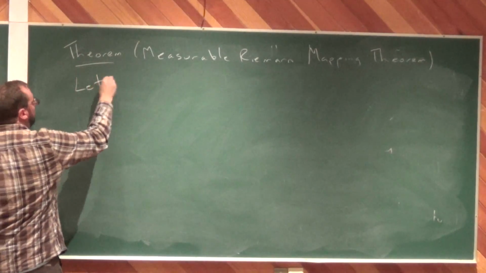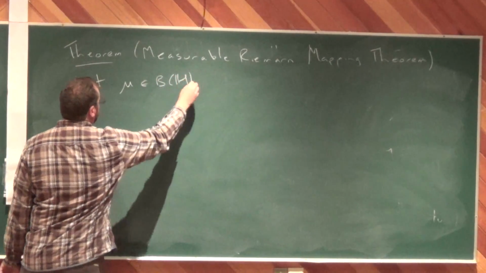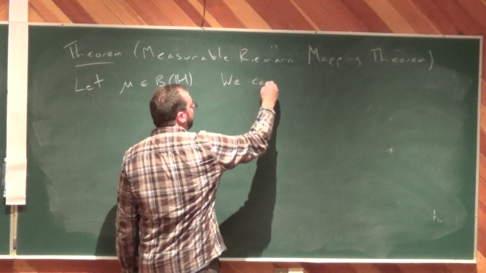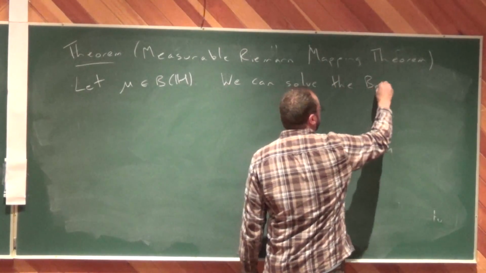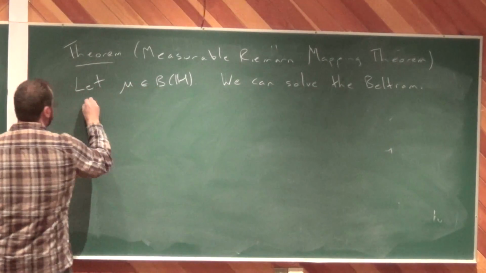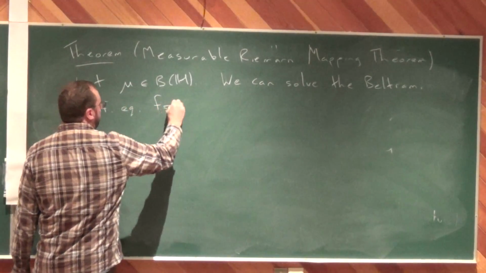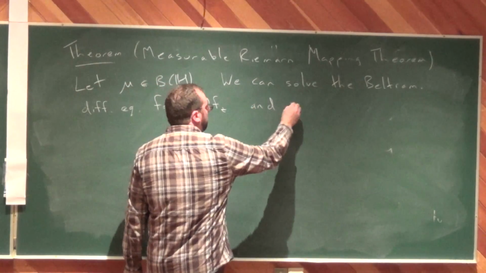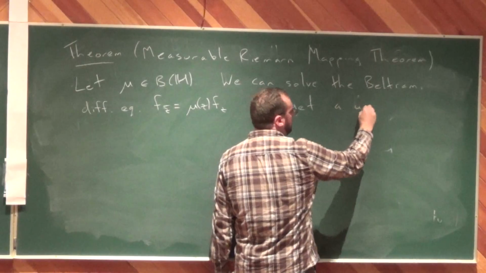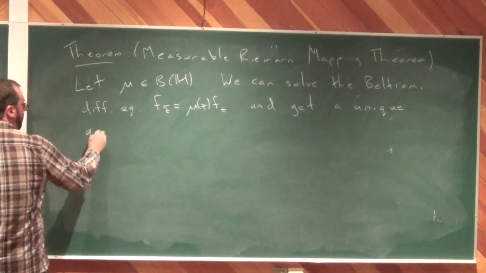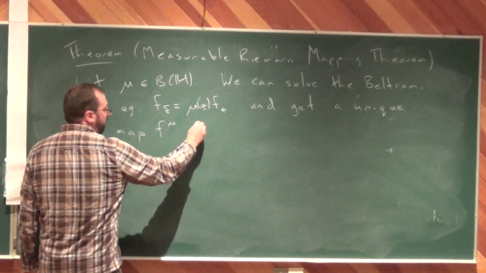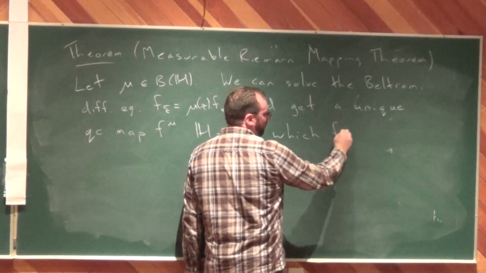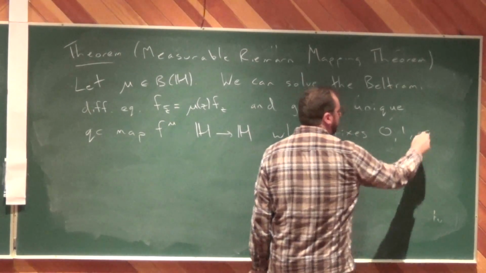So if we start with some element in B of H, well, we can solve the Beltrami differential equation f sub z bar equals mu of z f sub z, and get a unique quasi-conformal map f upper mu from the upper half plane to itself, which fixes 3 points, let's say 0, 1, and infinity.